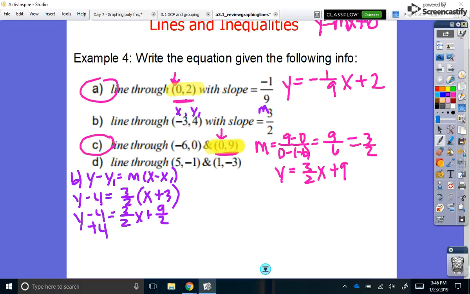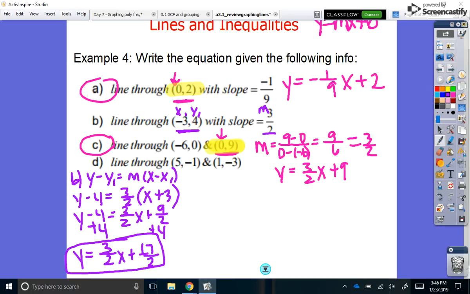Then I need to add 4. So y equals 3 halves x plus 9 halves plus 4 should be 17 halves. But if my math is wrong, just fix that. So if you look at B, I can't say y equals 3 halves x minus 4 because 4 is not the y-intercept. 17 halves is the y-intercept.